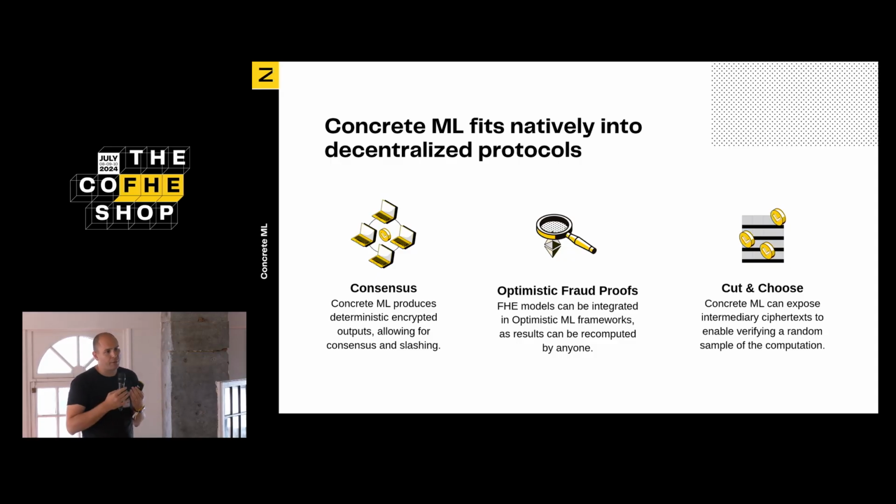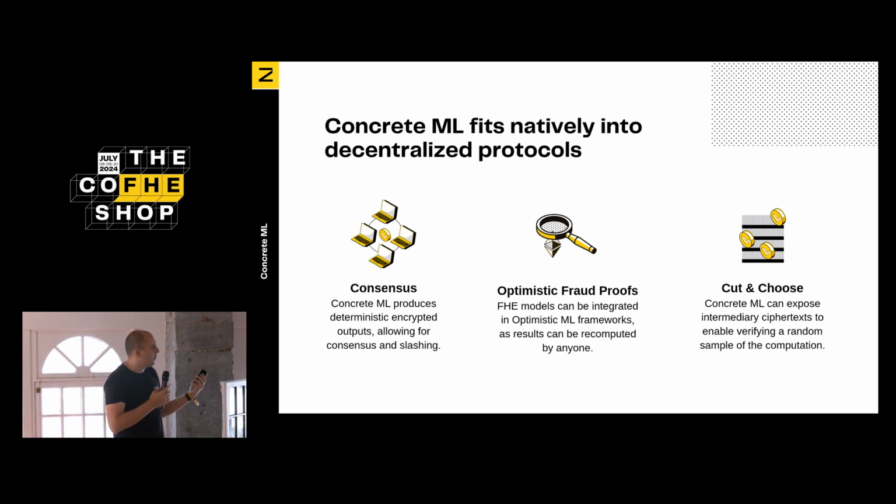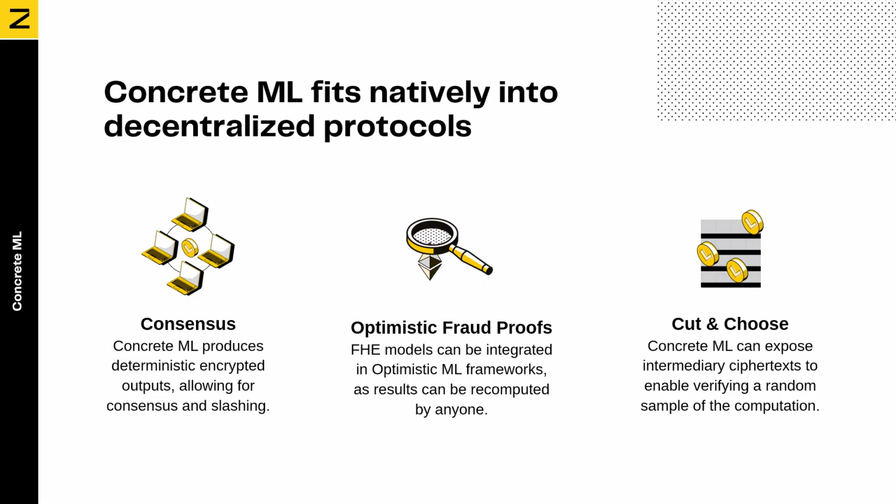Next, optimistic fraud proofs rely on staking. So for fraud proofs, basically, in a certain window of time after a computation is performed, anyone can challenge the correctness of the computation. If they submit a proof that the computation is incorrect, then the worker node that performed the computation will lose the money that they staked to obtain that workload.